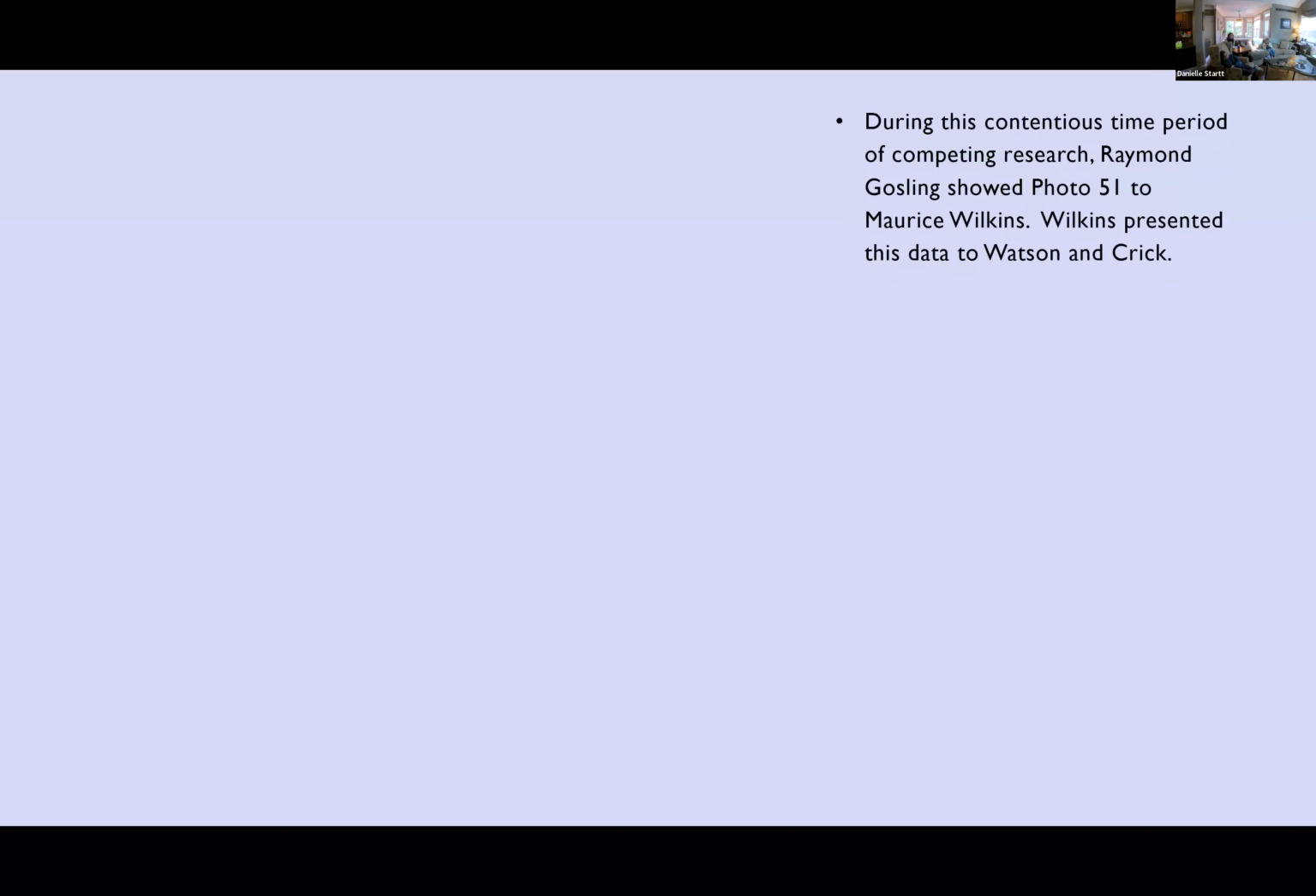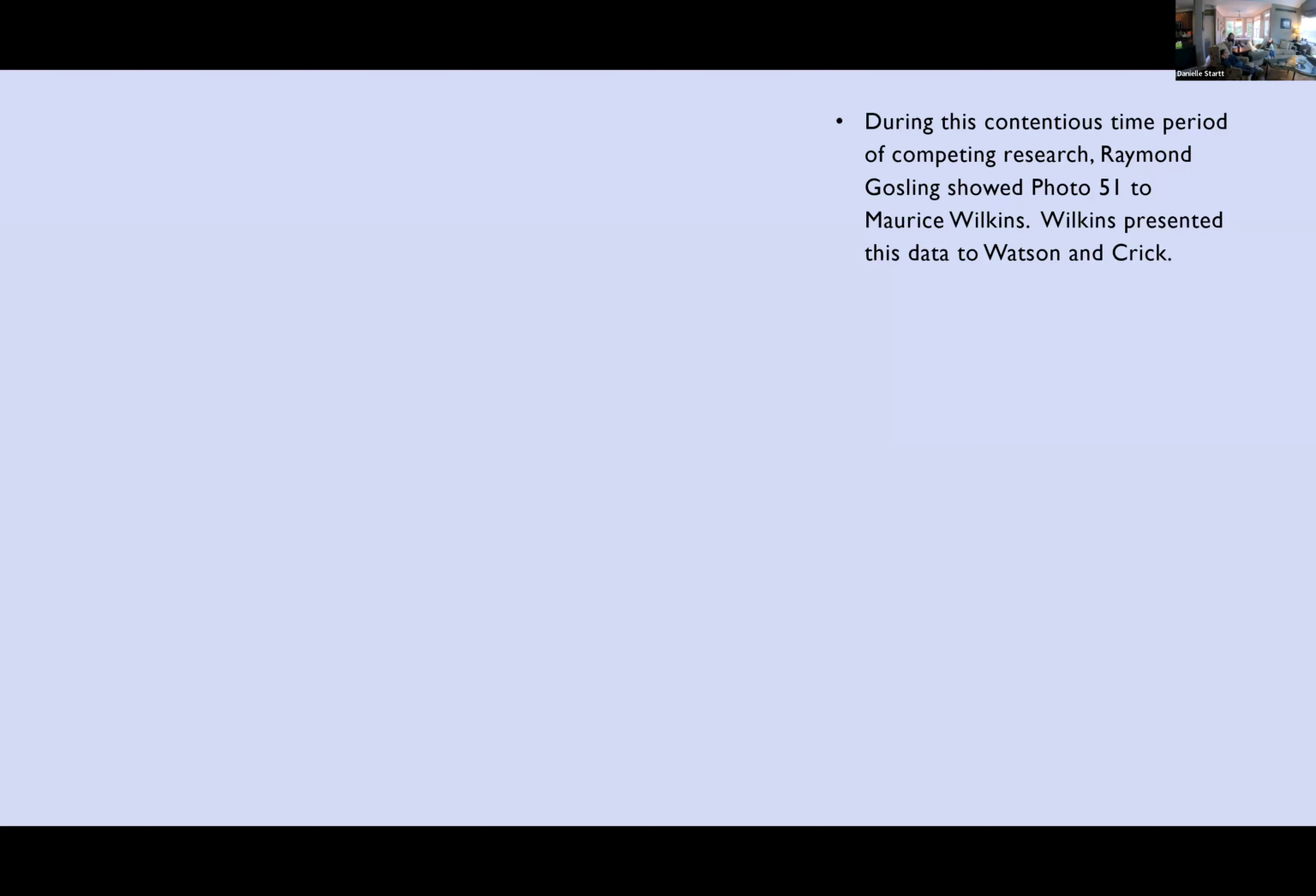So then what happened is this is really contentious because even though these people are contemporary and they're colleagues and they're working on the same project and they have the same goal in mind, they are competing for who's going to get it right. So there's a lot of competition. There's a lot of stress. Raymond Gosling showed photo 51 to this dude named Maurice Wilkins. All right. This guy is your spy in the story. And Maurice Wilkins takes the data, the photo and stuff, to Watson and Crick and goes, hey, you know what they got in Rosalind's lab? Let me show you. Slide this photo over to you.